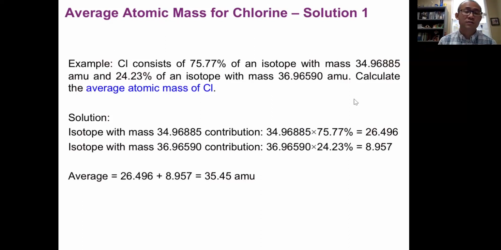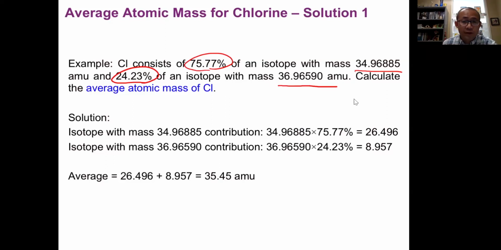The question here is: chlorine consists of two isotopes. One isotope has a mass around 35, and the percentage of that is 75.77. Another chlorine has a mass number of around 37, and the percentage of it is 24.223. So the total is 100%. One is around mass 37, another is 35, and each has a different percentage. So you want to calculate the average atomic mass of chlorine. How do we calculate it?